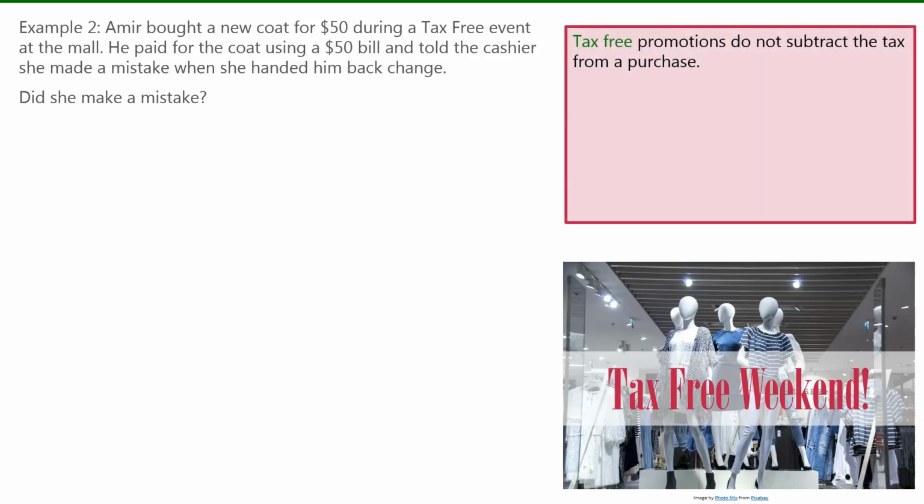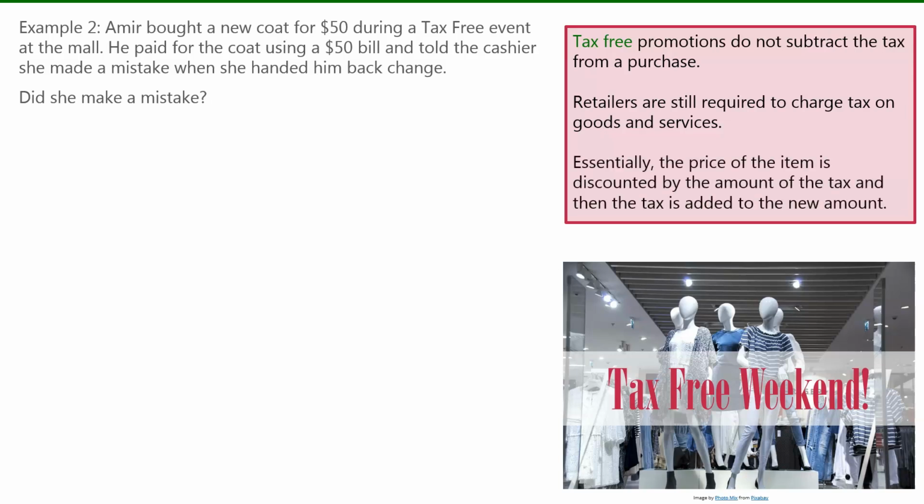Tax-free promotions do not subtract the tax from a purchase. Retailers are still required to charge tax on goods and services. Essentially, in cases like this, the price of the item is discounted by the amount of the tax, and then the tax is added back on to the new amount. So let's see if the cashier actually made a mistake.